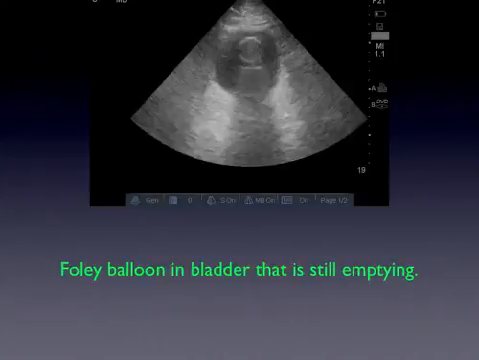So here is a Foley in place, and you can see some shadowing from the circular Foley as well. And the bladder is emptying. In another 15-20 seconds, you'll just see the balloon in this one. So let's move on.